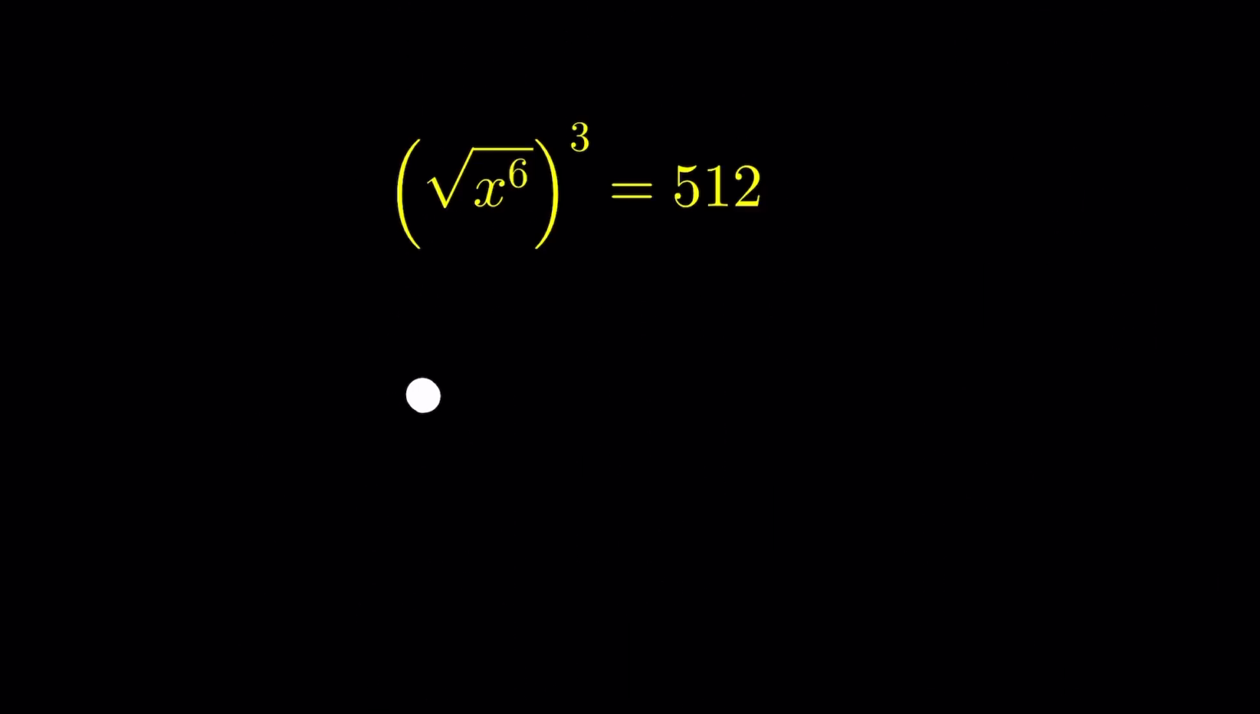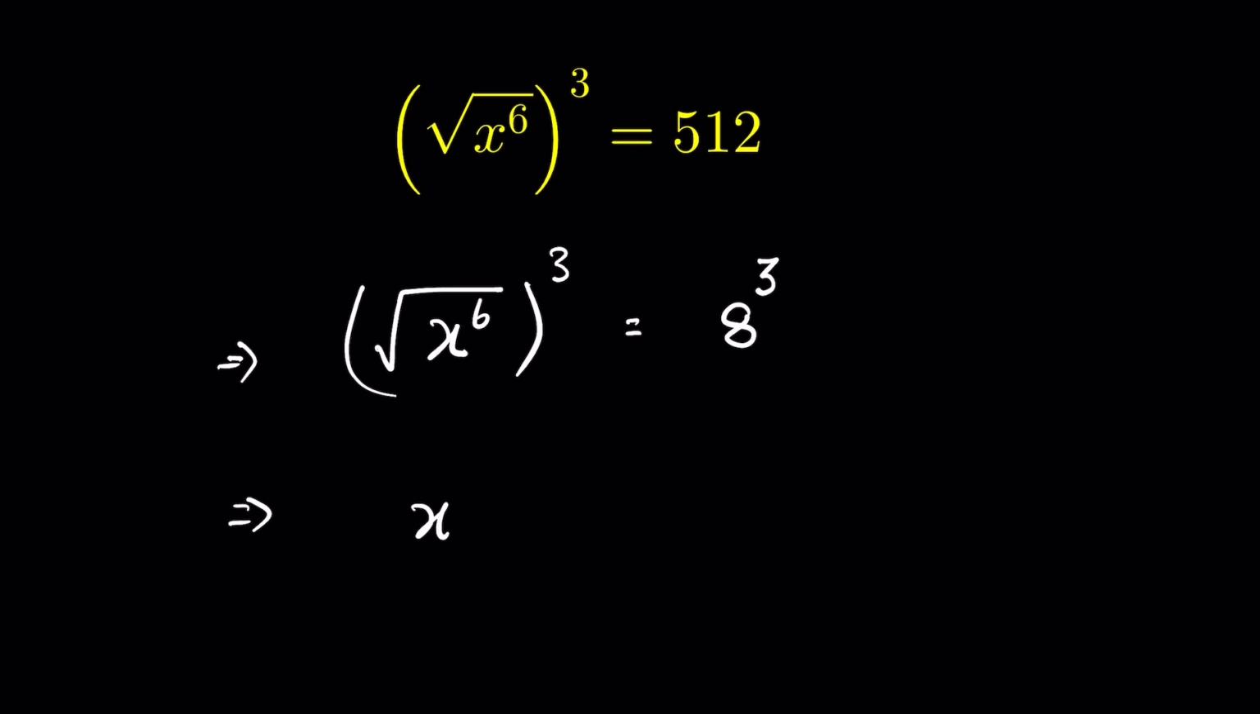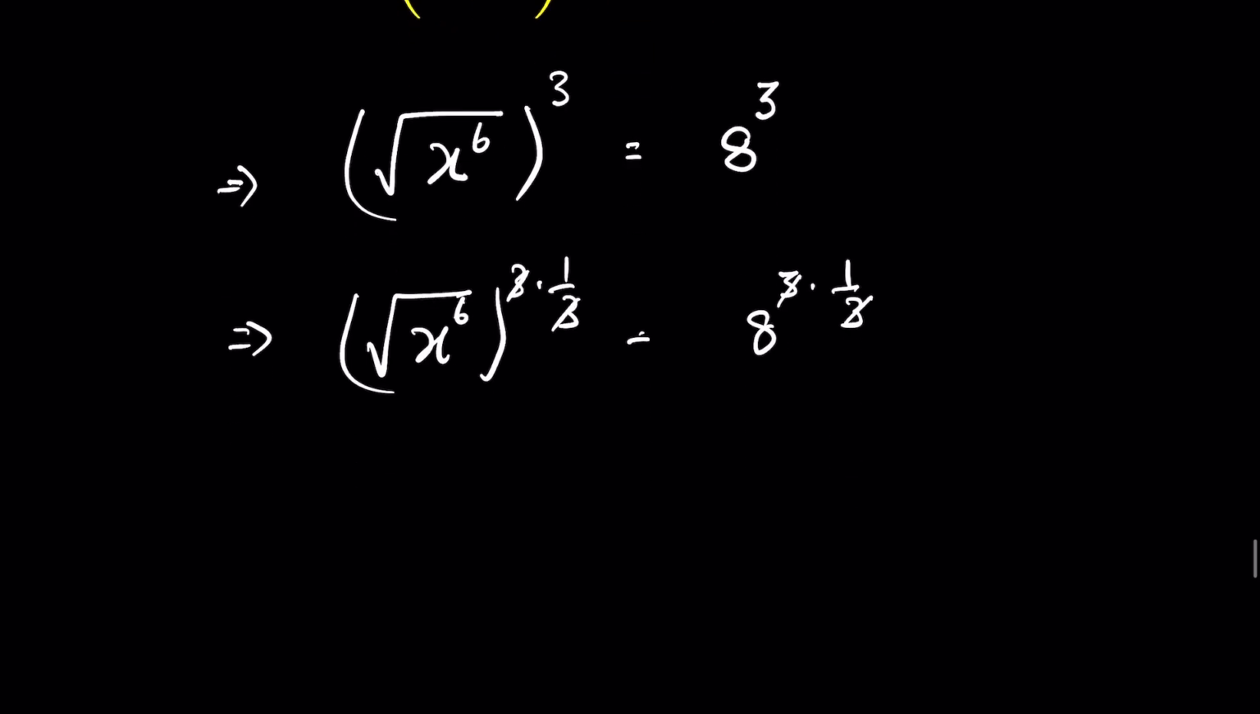Another method is (x to the power 6 under square root) raised to the power of 3 is equal to 512. We can write it as 8 raised to the power of 3. Now when we raise both the sides to the power of 1 upon 3, then it is 8 to the power 3 raised to the power of 1 upon 3. 3 and 3 get cancelled. Here also 3 and 3 get cancelled. Now we have x to the power 6 under square root is equal to 8.